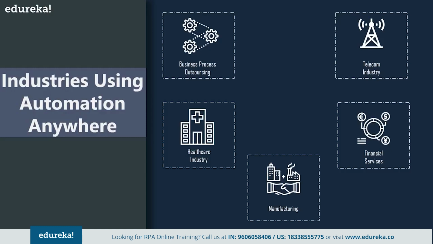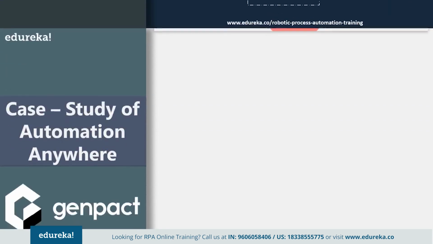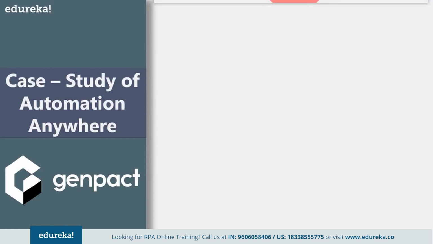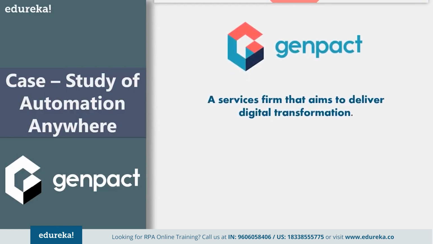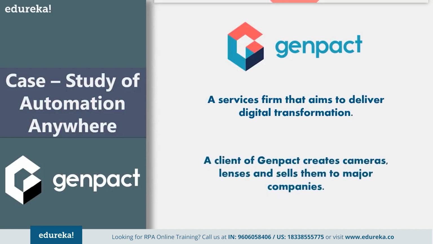Now talking about industries, let me next show you a company case study where a company started using Automation Anywhere and benefited by this, right? So the company that I'm going to talk about is Genpact. Genpact is a services firm that aims to deliver digital transformation. A client of Genpact creates cameras and lenses and sells them to the major companies.